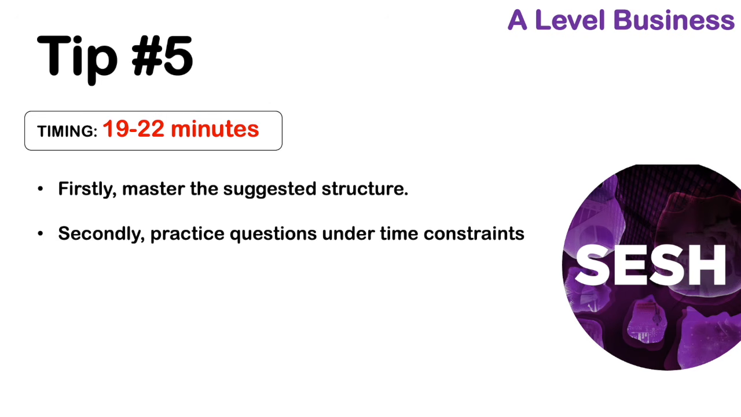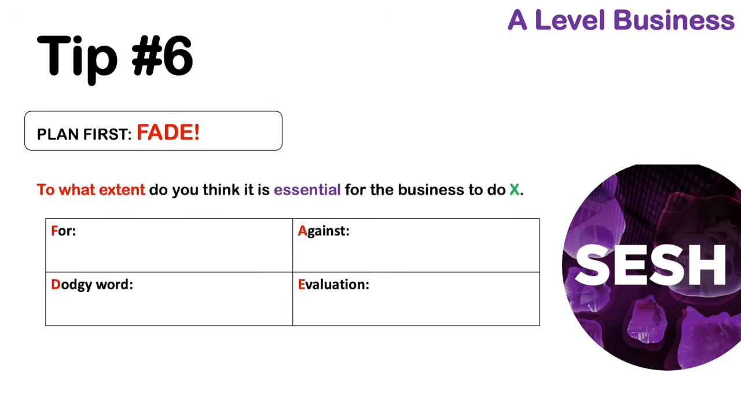Tip number 6, plan before you answer. Plan before you engage. And a way to think about planning is FADE. So here's an example question. To what extent do you think it is essential for the business to do X? Maybe X is contingency planning. You want to do a FADE, you want to do a plan before you start. Think about the for, the against of that, what the dodgy word is, and what the evaluation may be, because it will help you make your answer more concise and more effective.